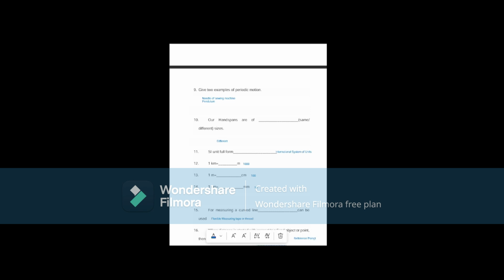So again the question is, define the reference point. If the question comes like this, so you have to say, when distance is stated with respect to a fixed object or point, then this point is called reference point.